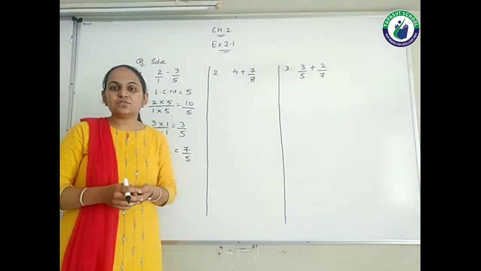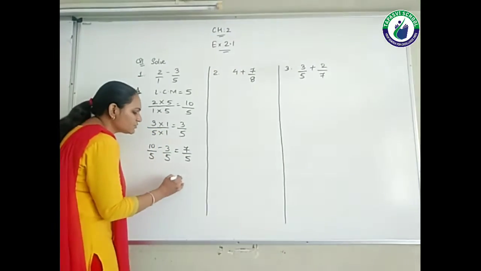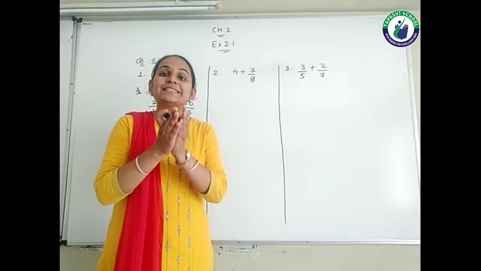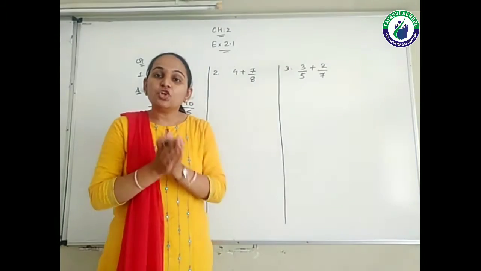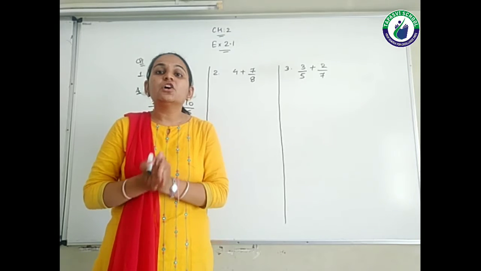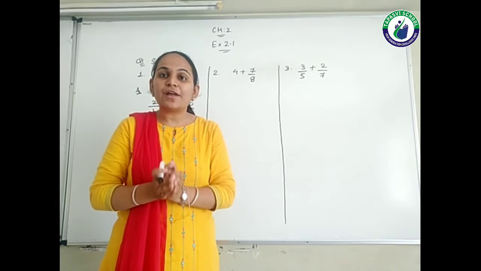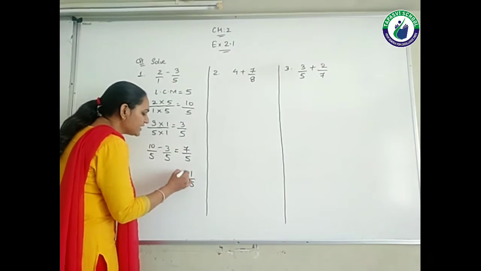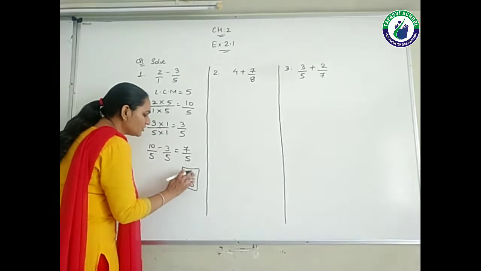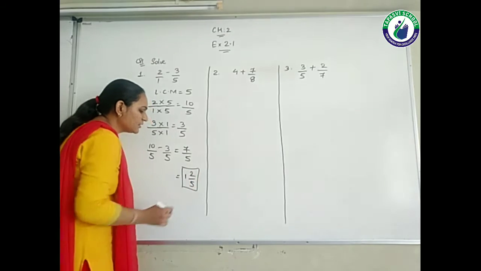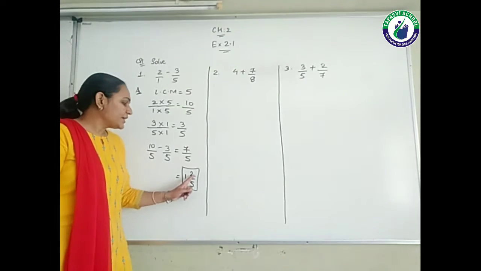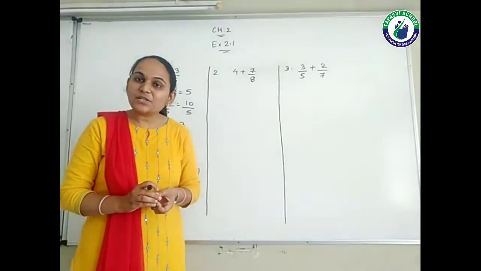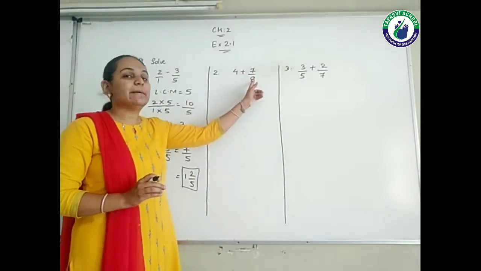And further, we have to convert this into a mixed fraction. The reason is, here your numerator is greater than your denominator. If your numerator is greater than your denominator, you have to convert that particular fraction into a mixed fraction. So here I am writing the mixed fraction of this as, here 2 will come. 1 5s are 5 plus 2, so 7 upon 5. Right students, now we take the second question, that is 4 plus 7 upon 8.